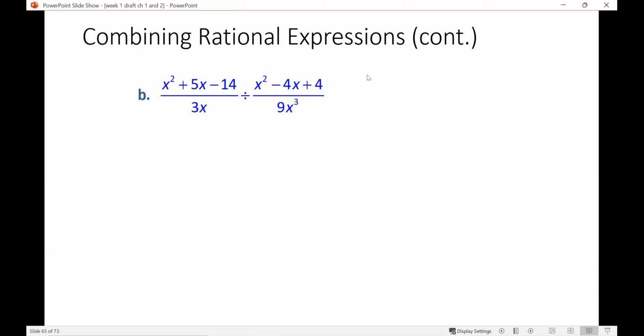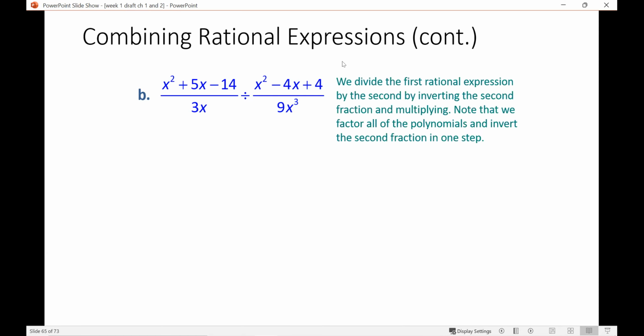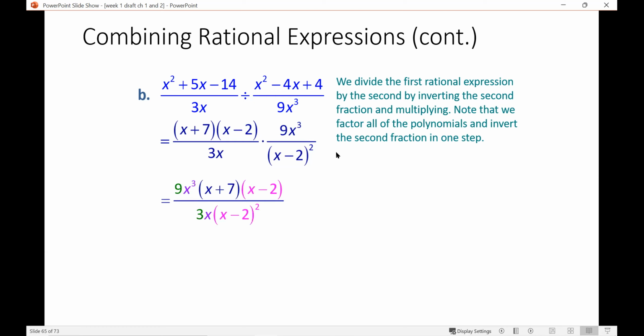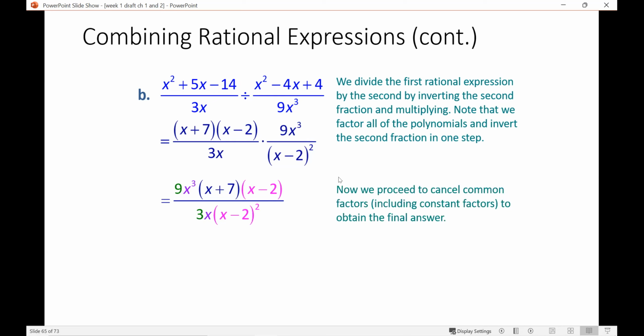Let's do a division problem. So first, we're going to take the reciprocal and make it multiplication. Now we do the same process as we did before. Things are already in factored form, so we can just combine it as one fraction and ask ourselves if there's any common factors we want to eliminate. We've got a common factor of 3, a common factor of x, and a common factor of x minus 2, and we can simplify that.